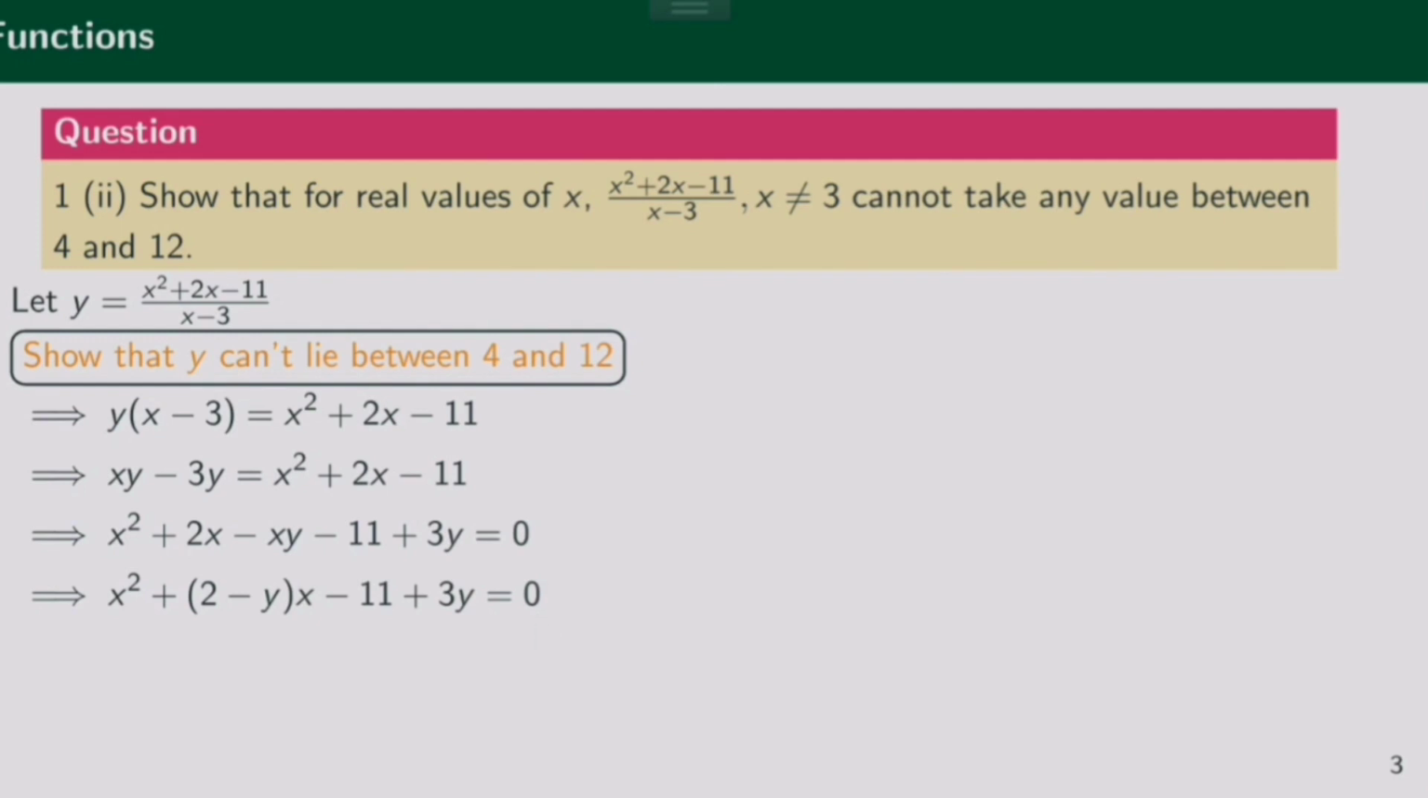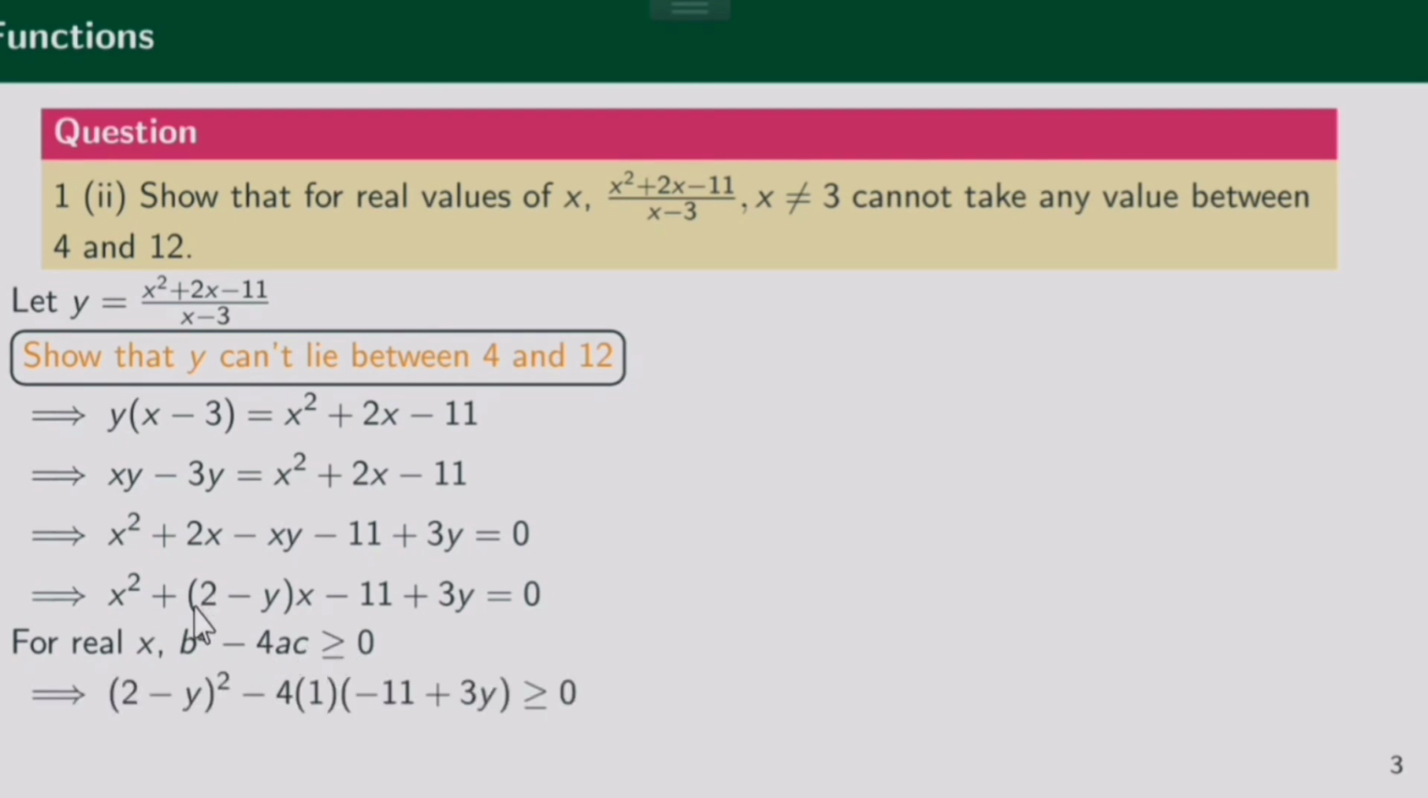Now I have expressed it in the form of a quadratic equation in x. Here, a will stand for the coefficient of x squared, which is 1. b will stand for the coefficient of x, which is 2 minus y, and c is the constant term, the term without x. Now, what do we know? We were told that for real values of x, that means x is real. And we know that for real values of x, b squared minus 4ac, which is the discriminant of that quadratic equation, must be greater than or equal to 0.